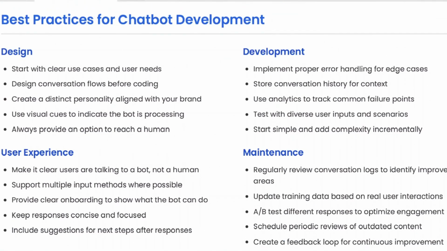Best practices for chatbot development. We have design: start with clear use cases and user needs, design conversation flows before coding, create a distinct personality aligned with your brand, use visual cues to indicate the bot is processing, and always provide an option to reach a human. And we have development: implement proper error handling for edge cases, store conversation history for context, use analytics to track common failure points, test with diverse user inputs and scenarios, and start simple and add complexity incrementally.